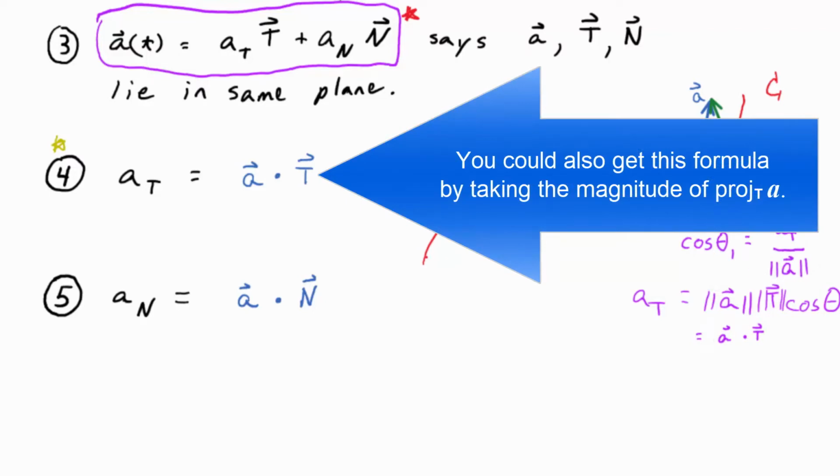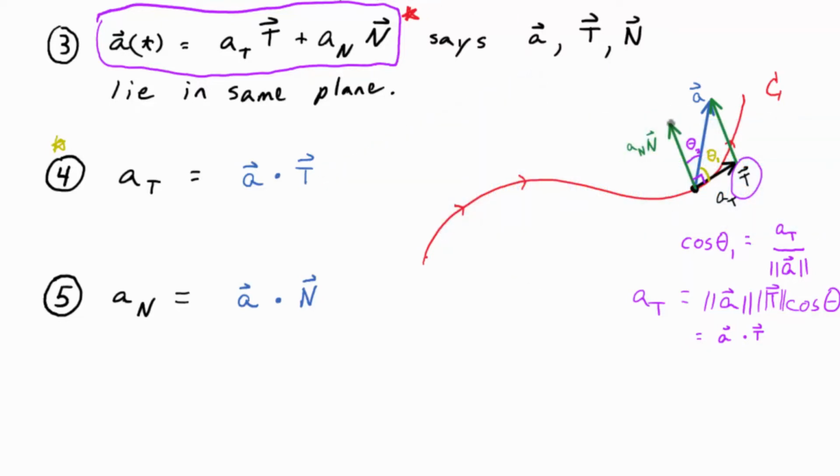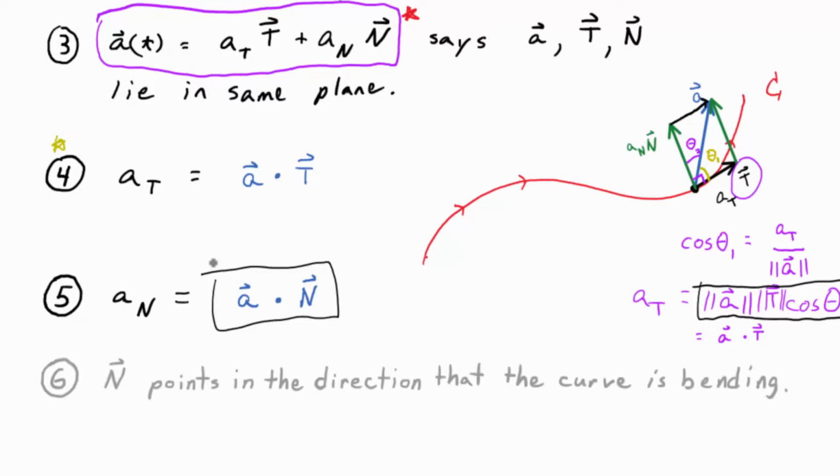If you call this guy, say, theta 2, and put a copy of the black vector here, you also can add the black vector a sub t t and the green vector a sub n n and get the blue vector a, and do a very similar proof using trigonometry and the alternative definition of dot product involving the cosine, to show that a sub n is equal to a dot n, the acceleration vector dotted with the principal unit normal vector. Any questions on those?